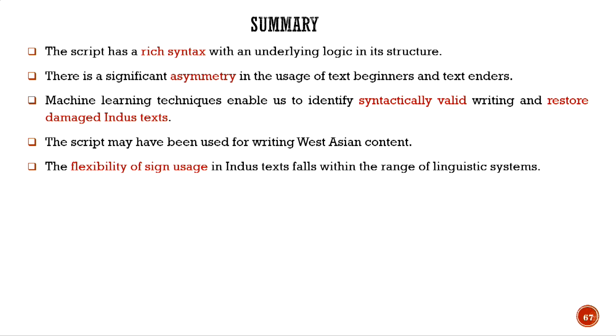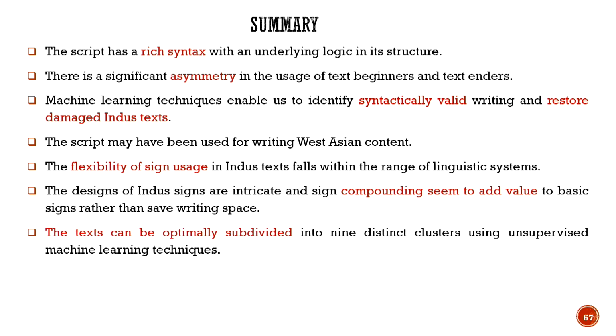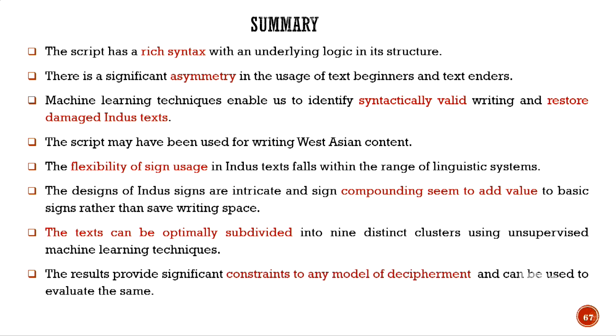And the flexibility of sign usage in Indus text falls within the range of linguistic systems. The signs of Indus text are intricate, and the sign compounding seems to add value to basic signs rather than save writing space. The text can be optimally subdivided into 9 distinct clusters using unsupervised machine learning techniques, and the results provide significant constraints to any model of decipherment and can be used to evaluate the same.